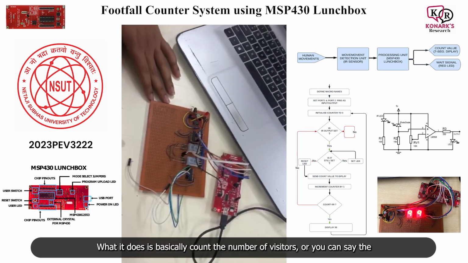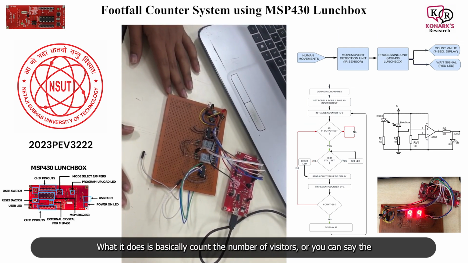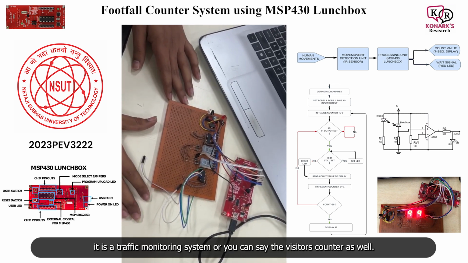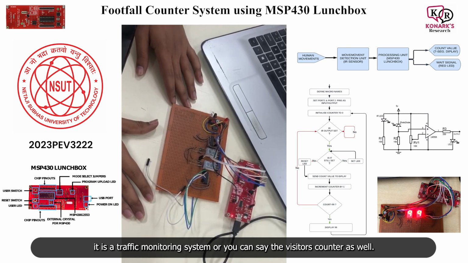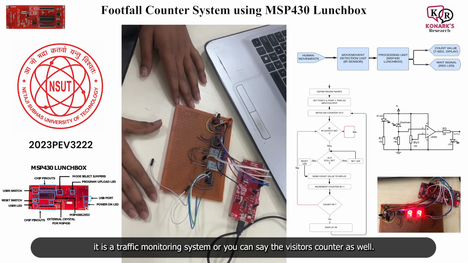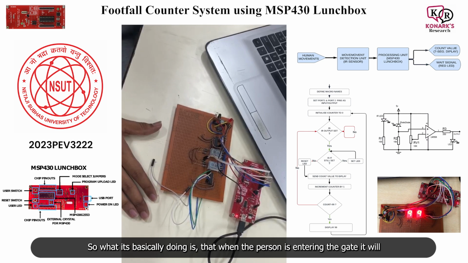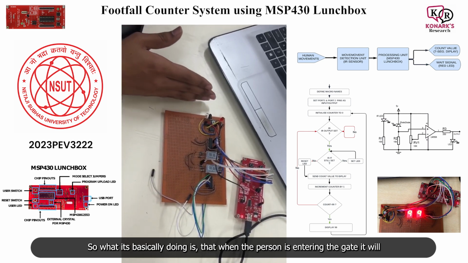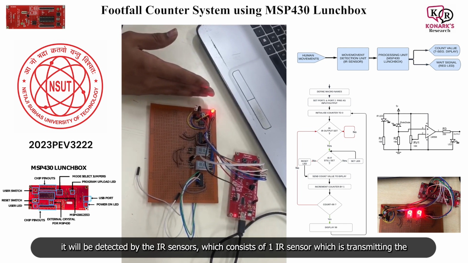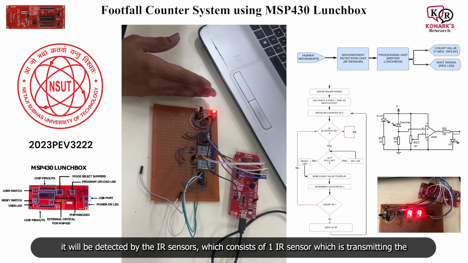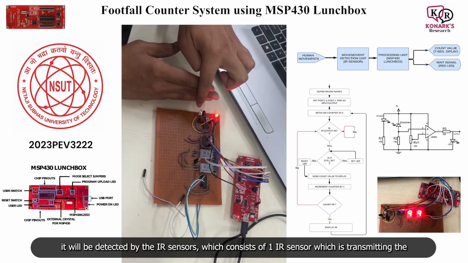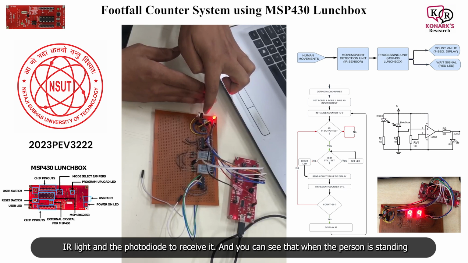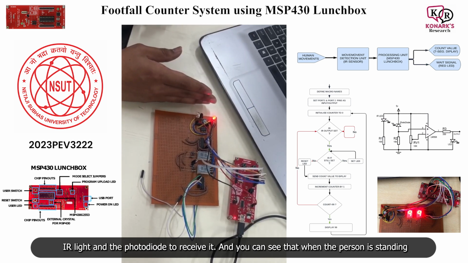What it does is basically counts the number of visitors, or you can say that it is the traffic monitoring system, or the visitors counter as well. So what it is basically doing is, when a person is entering the gate, they will be detected by the IR sensors, which consist of one IR sensor transmitting the IR light, and a photodiode to receive it.